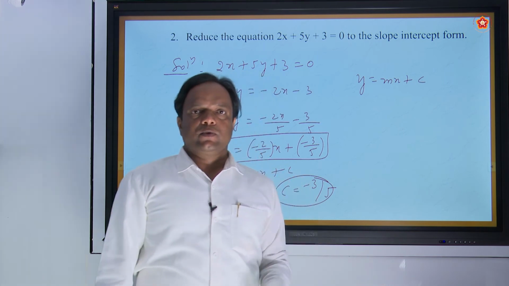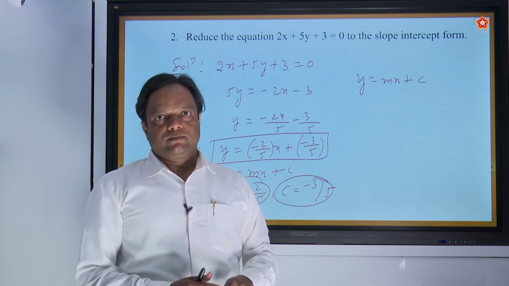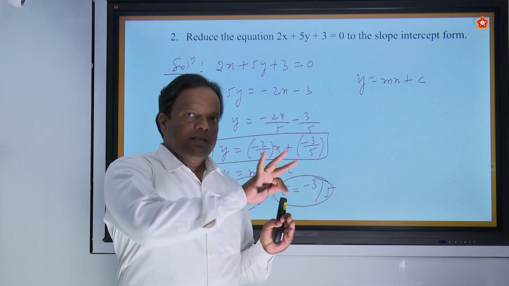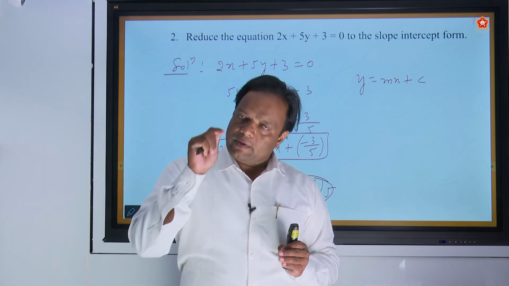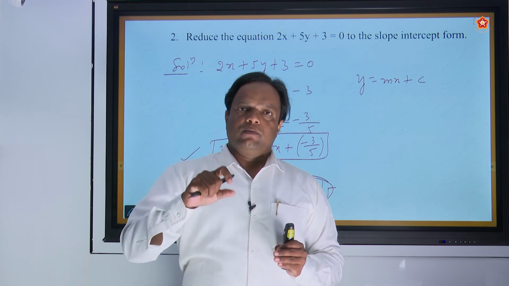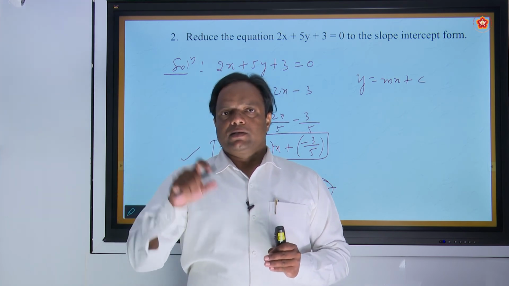Conversion of general to slope intercept form. Just keep y on LHS, remaining terms take to RHS, convert into y equal to mx plus c. m is the slope and c is y intercept. Slope intercept form.